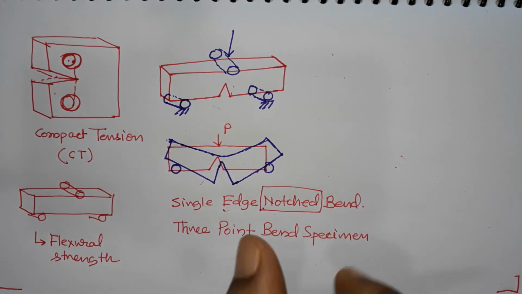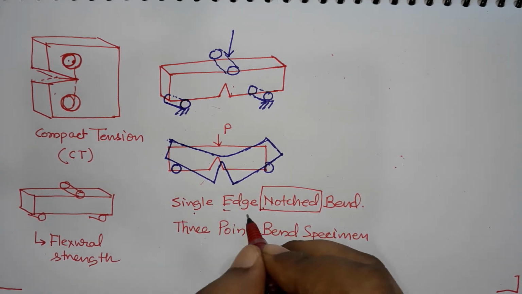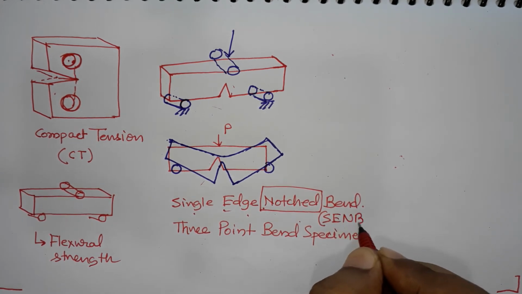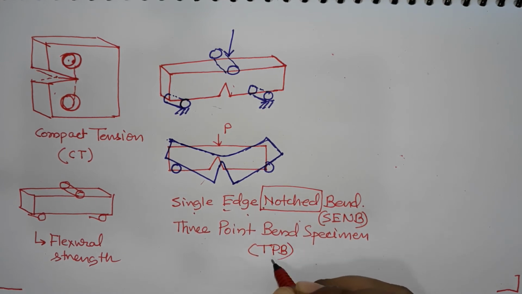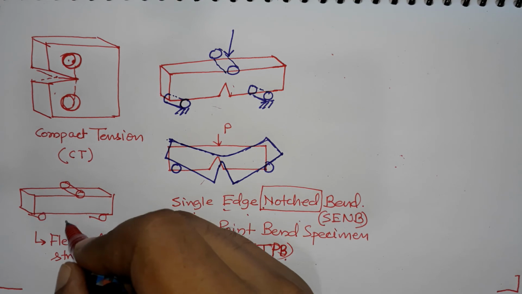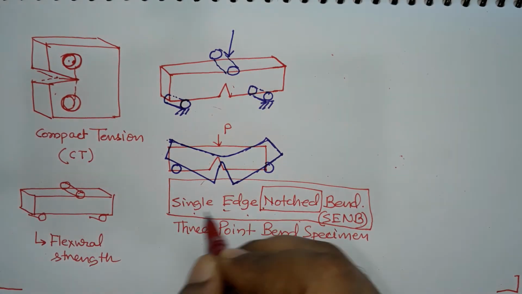But before that, let me tell you about different types of standard specimen. We have the single edge notched bend specimen, and the short form is SENB. This one, TPB, is called the 3-point bend specimen. When we talk about fracture toughness, if it is clear that it is about fracture toughness, then 3-point bend specimen or TPB would mean this specimen, but if it is not sure, then it might mean the other one also. So, SENB is more preferred.